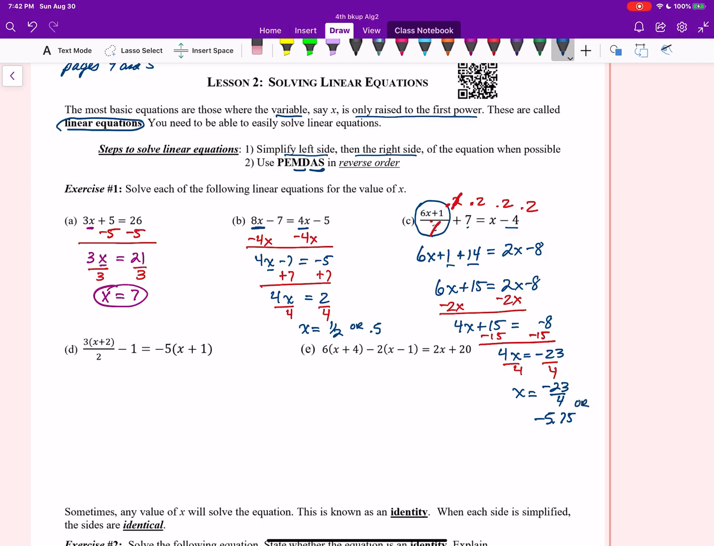Don't be concerned if you end up with improper fractions for answers. That's perfectly fine. We are not always going to end up with some nice numbers like the integer 7 back here.